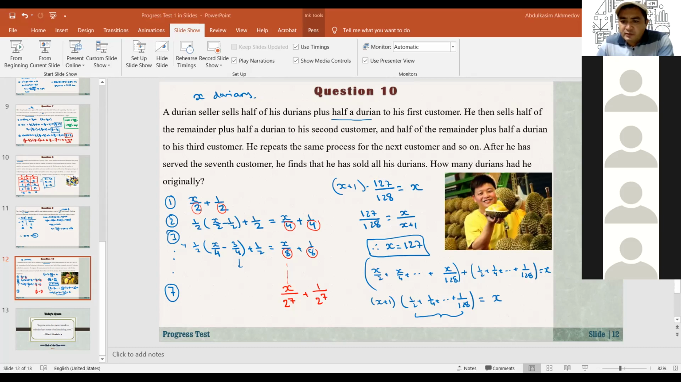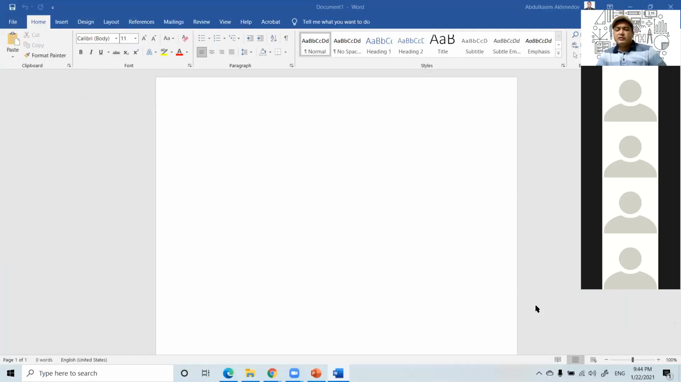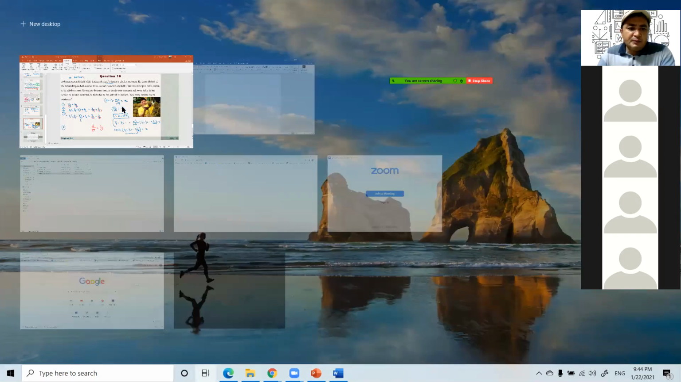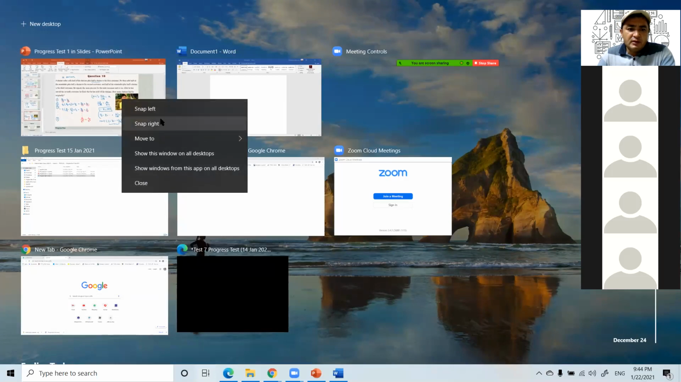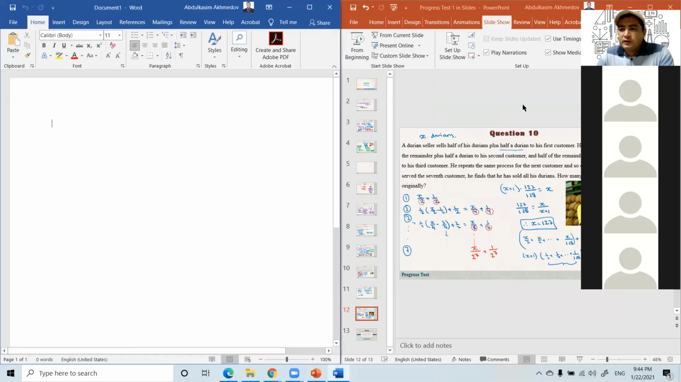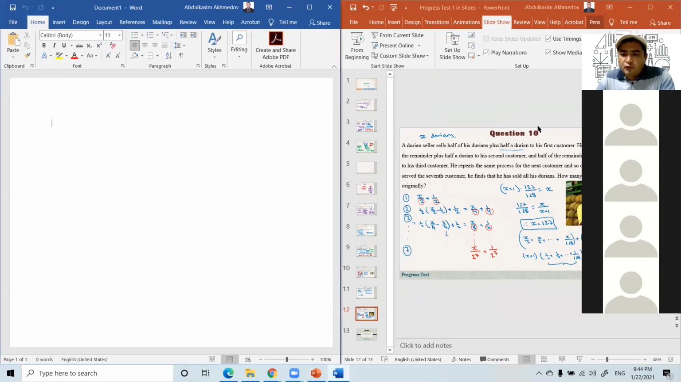Guys, can you see my screen? Yes. Okay, you can see, right? Can you see the Word file? Yes. Very good. If you can see, let's say you are solving the questions, right? Here, these are the questions. Now I can just split the screen and put this on the right, and after that, put this on the left. So now on the right we have the questions, and on the left the answers.